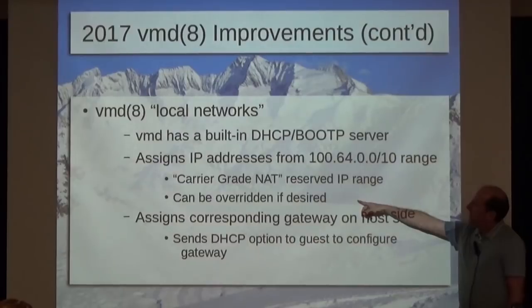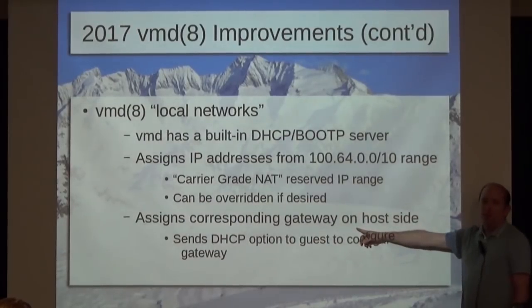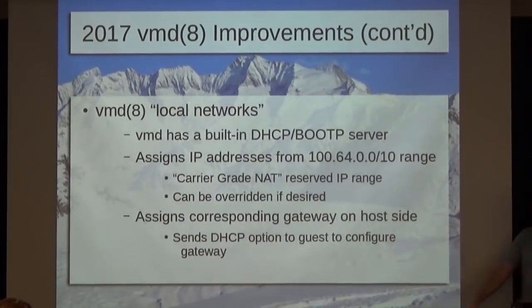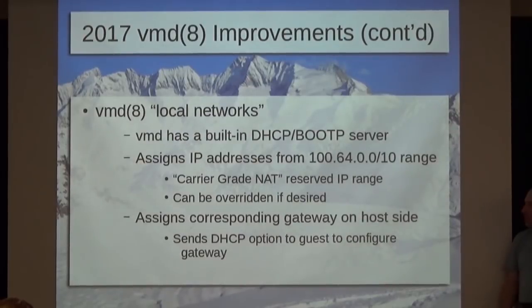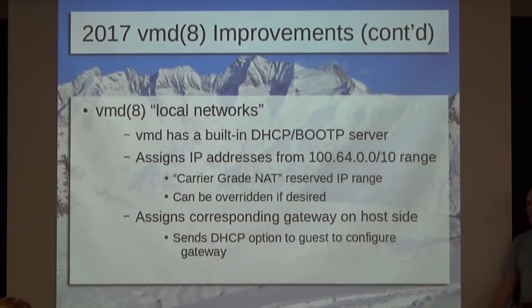And what we do automatically is we'll create a corresponding gateway tap interface on the host. And to make a long story short, everything just gets configured automatically. So if you want to do NAT without having to set up a bunch of NAT infrastructure and DHCP servers and everything, you can just do vmctl start -l. It'll set everything up for you automatically.